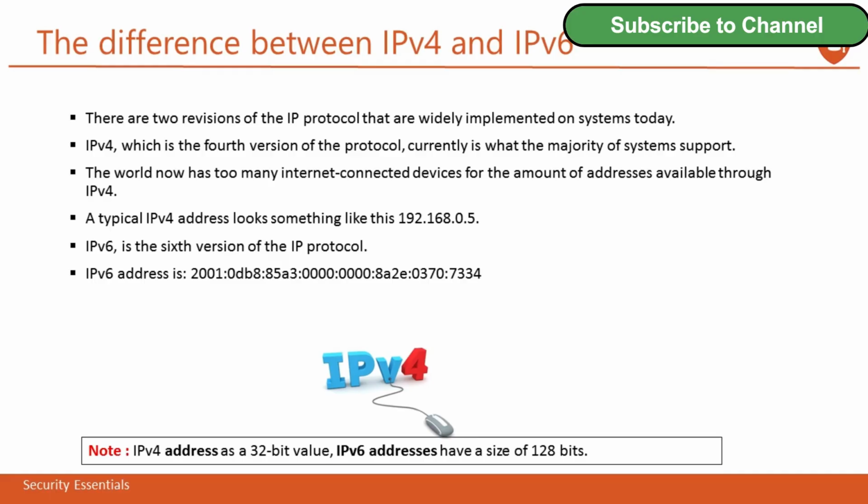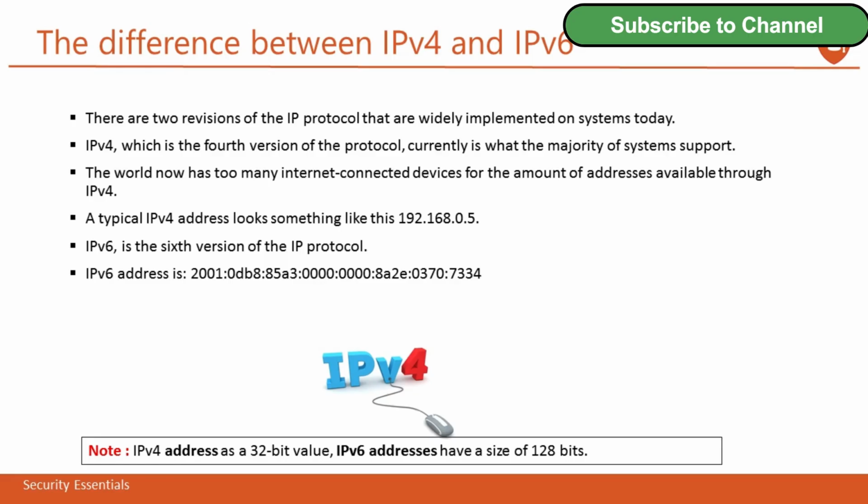So this is why it's important that we start thinking about IPv6, because there are millions of systems that are connected in a network at a single time. And so IPv4 has a limit. It has a 32-bit value. That's why, as systems and networks are increasing day by day, we need to create IPv6.